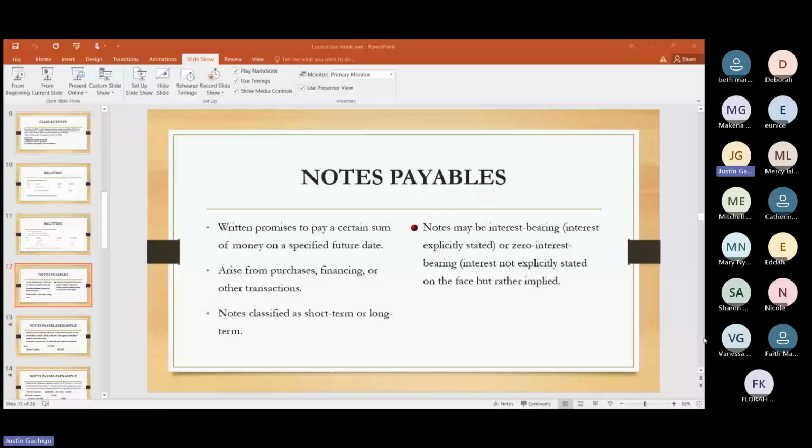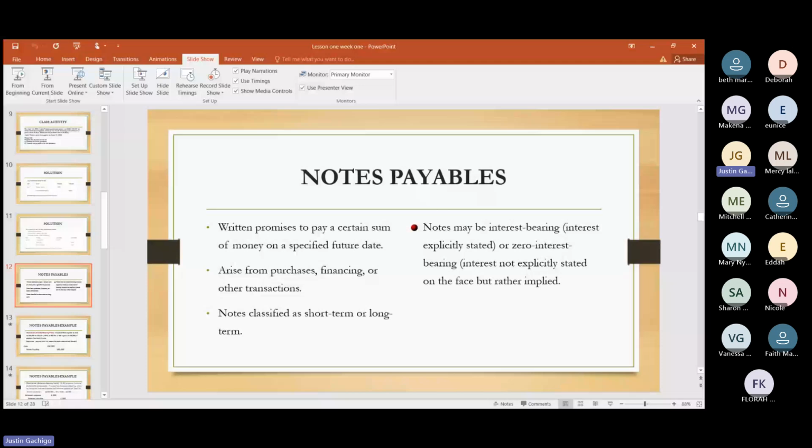So now let us look at the notes payable. These are a written promise to pay a certain sum of money on a specified future date. It arises from purchases, financing, or other transactions, and notes are classified as short-term or long-term. A note may be interest bearing, or it may be zero interest bearing. If it is interest bearing, it is normally indicated on the face value.